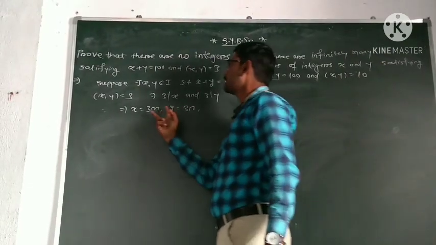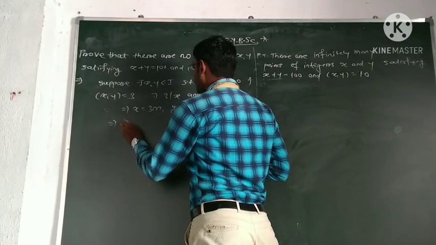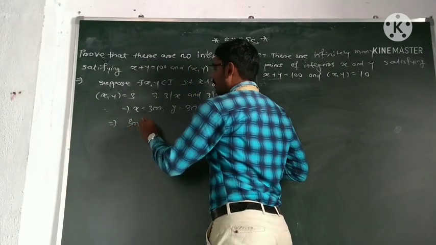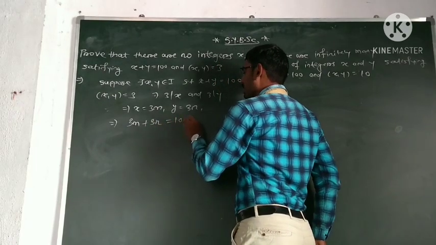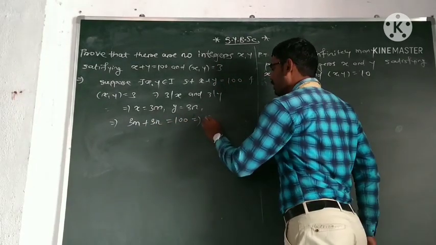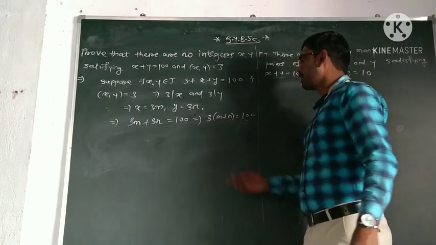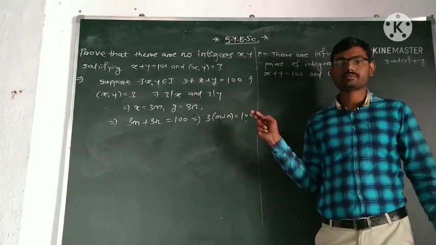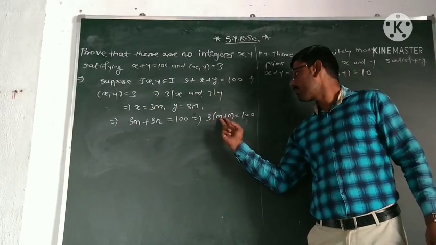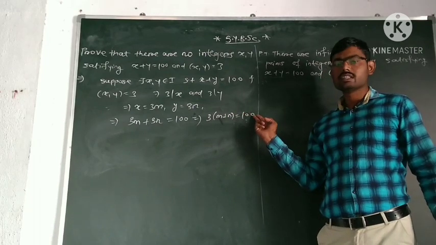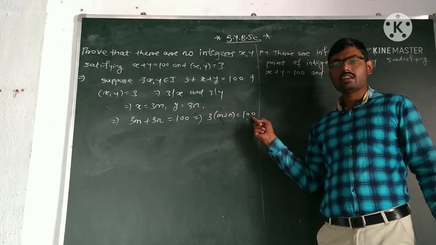Okay. So put the value of x and y in this equation. This implies 3m plus 3n is equal to 100. Take 3 common: 3 times (m plus n) is equal to 100. Now m and n are integers, so m plus n is an integer. So we get 3 into some non-zero integer is equal to 100. This is like a is equal to b into c, which implies b divides a.